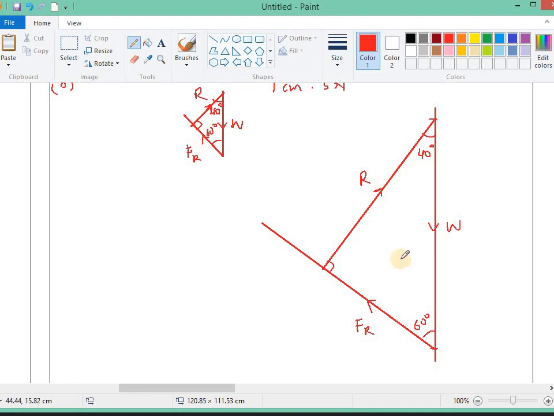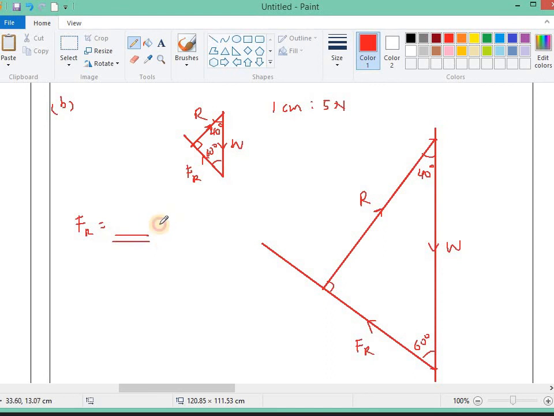So after you draw already, how do we know how much this friction is and how much the reaction is? We measure. Take a ruler, put it here, and we see how long this friction is. So how many centimeters times 5 Newton, then you get how many Newton. And then after that you put the ruler and measure this length, equals how many cm times 5 Newton equals how many Newton. But when you write the how many centimeters here, you just write the number, don't write the centimeter.